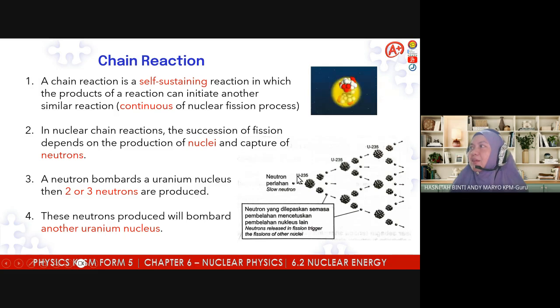Okay, so this is the nuclear fission. Initially, a neutron bombards uranium-235. So this process releases three new neutrons. So later, these neutrons will attack another uranium-235. So it produces another three neutrons. So then it attacks the next uranium-235. So this process occurs continuously. All right. So a lot of energy will be produced from this chain reaction. All right. Okay, next.